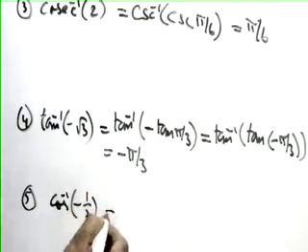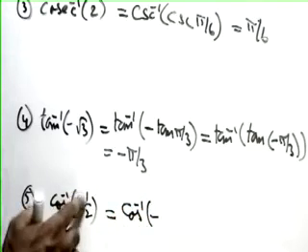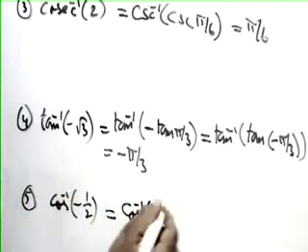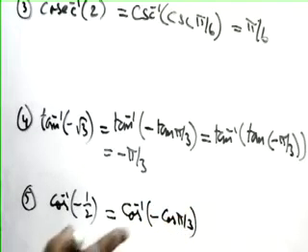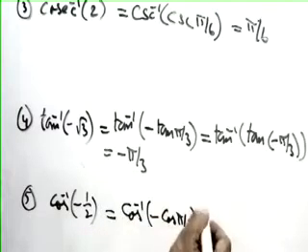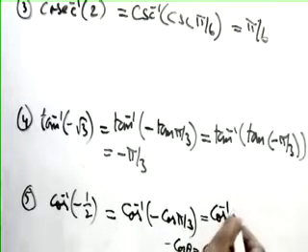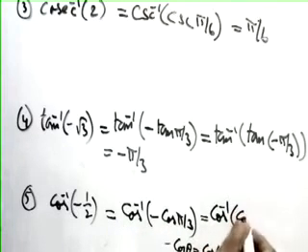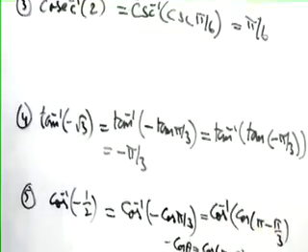Now see the next question, fifth question. Cos inverse of minus 1 by 2. Cos inverse of minus, what is 1 by 2? Cos 60. Cos 60 is nothing but pi by 3. But we know minus cos theta is written as cos 180 minus theta. Just as I explained, minus cos theta is written as cos of pi minus theta.